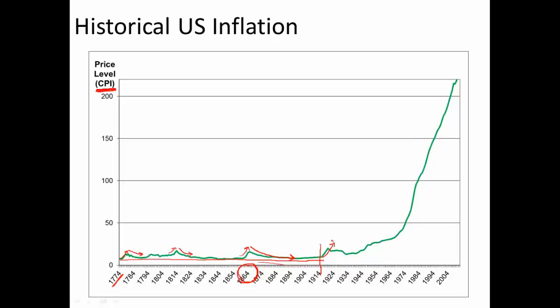Here's World War I. It comes back down a little bit. Then it comes down quite a bit more in the Great Depression. But it never quite gets back down to that old level of where it was. Instead, it starts creeping up and up and up. And then there's kind of a turning point here in the early 1970s to where the price level is on a pretty much one direction upward trajectory.